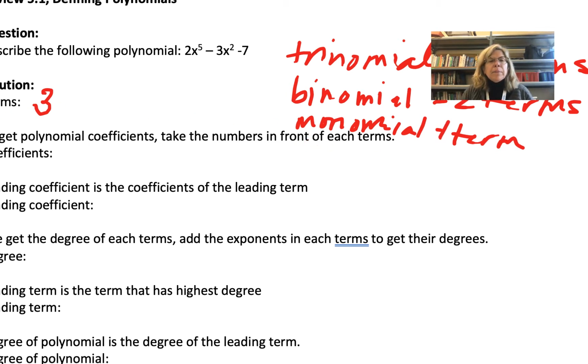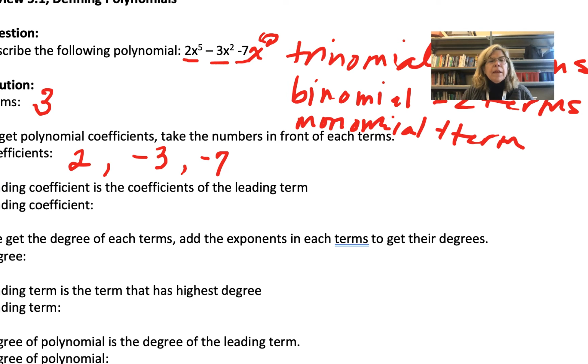And to get the polynomial coefficients, the next question is, what are the coefficients? You take the numbers in front of each term. So for the term 2x to the fifth, the coefficient is 2, because it's the number in front of the x to the fifth. And in this case, minus 3x squared, the coefficient is minus 3. So you have to be careful to remember the negative sign if it's a minus. And the last one, the coefficient is minus 7, because remember, we could say it's minus 7x to the 0. So the minus 7 is your coefficient.